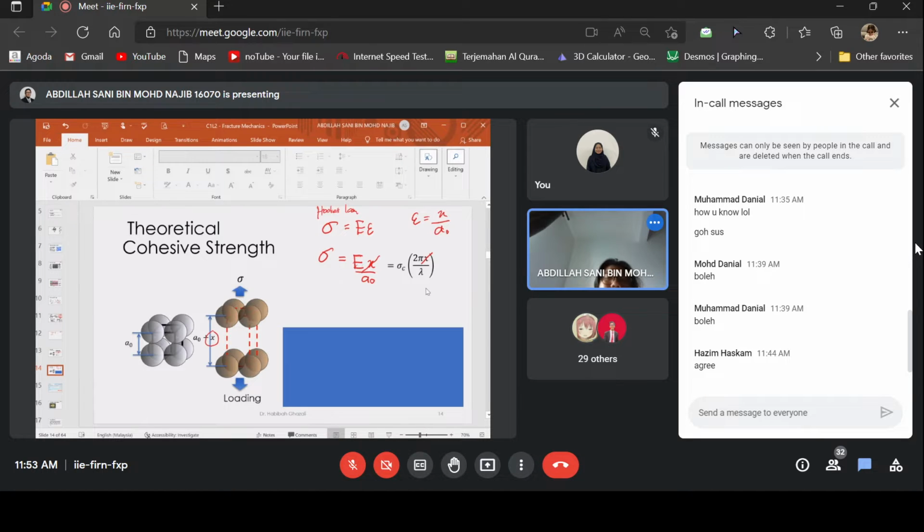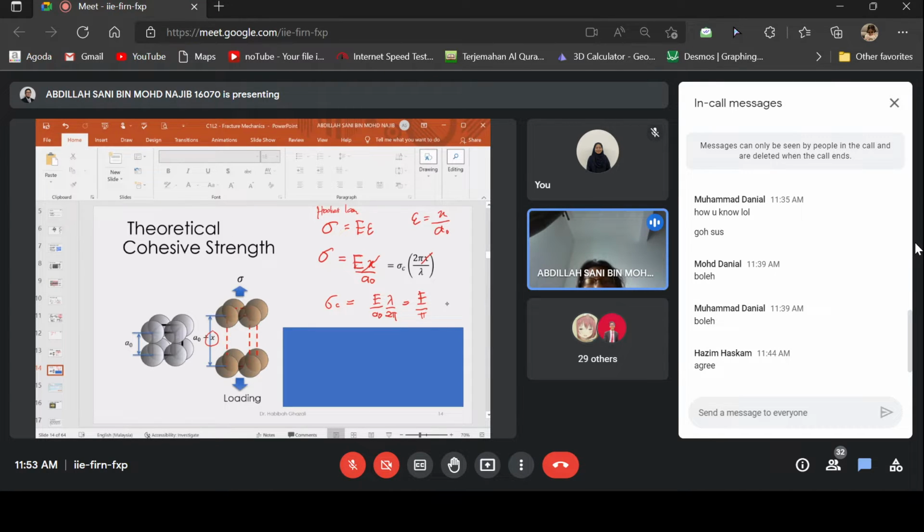X sigma C equal to E over A naught. The lambda now is on top, 2 pi is at the bottom. No mistake. Or we can also write it like this: 2 pi. Also, no, not 2 pi. Over pi.